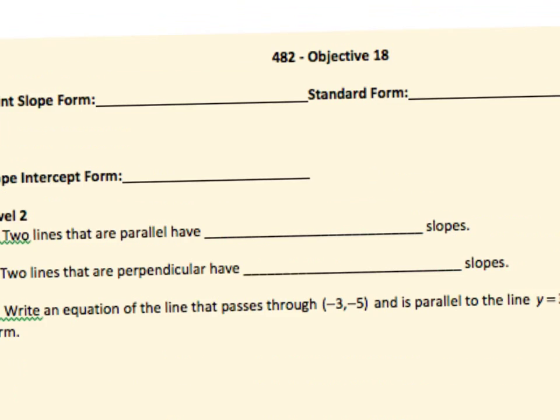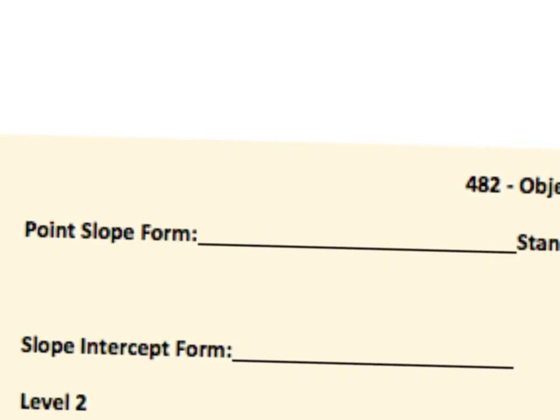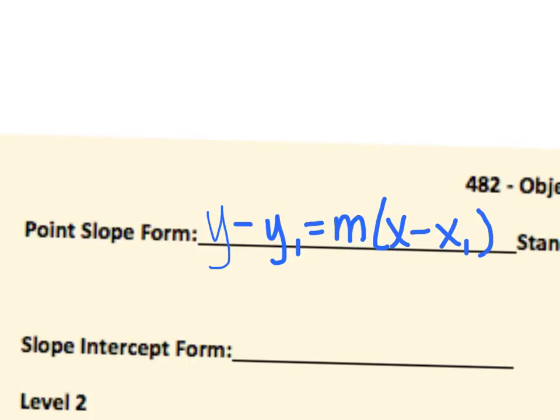The first one is called point slope form. This is the form that I will usually always start writing the equation of the lines in. It's very easy to manipulate, and it's just really easy just to start writing the equation of a line. So you're going to start with y minus y1 equals your slope times x minus x1.